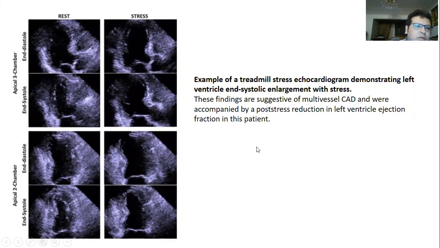And this is an example of left ventricular dilatation with stress. Here, the left ventricle at stress appears almost dilated, and the contractility and the left ventricular cavity at end-systole is almost similar to that at end-diastole.